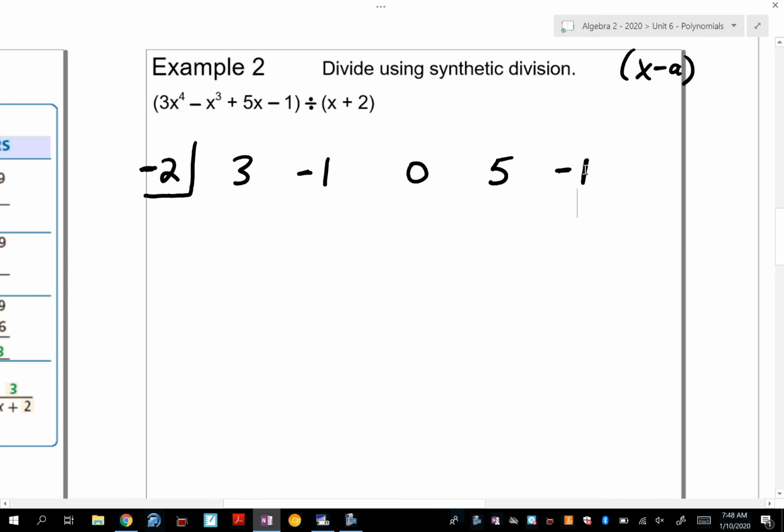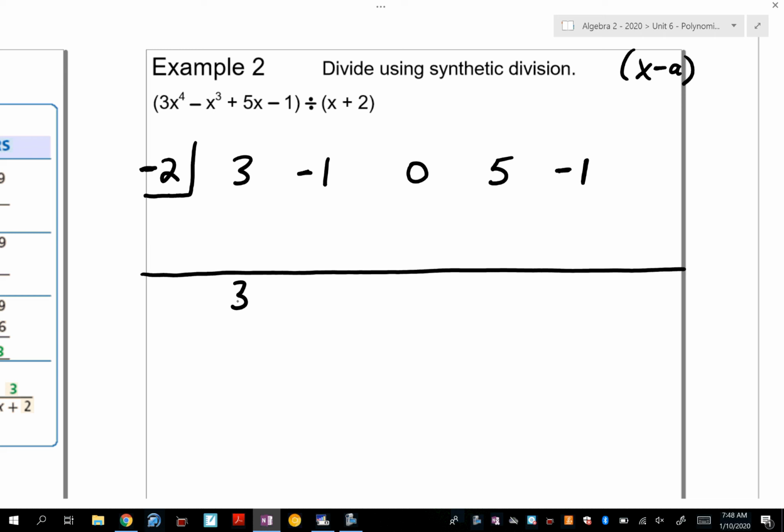This is the setup. Here's where it gets fun. Go to the first coefficient. You see the first coefficient of 3? You should be writing this all down. Take this 3 and just bring it down past the line. That's always the first step. Step number 1: take your first coefficient and just bring it down.